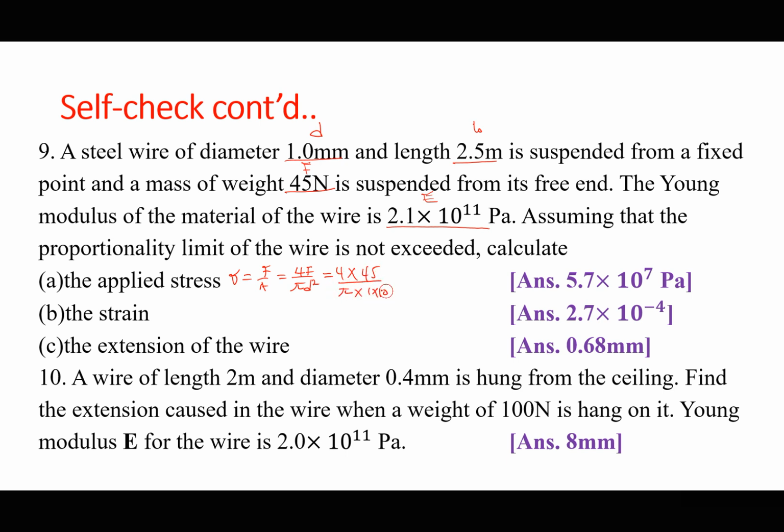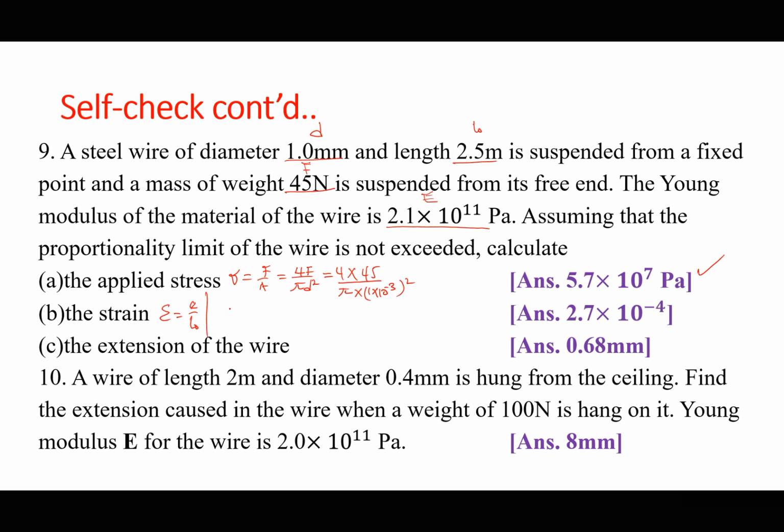D is 1 times 10 to the power of minus 3. But this should be squared. So when I press my calculator, it's going to be 4 times 45 divided by pi into 1 exponent minus 3, but this should be squared. So I think this answer is correct, 5.7 times 10 to the power 7. Then the strain is equal to extension over original length. That is if we have the extension. We have the original length, we don't have the extension.